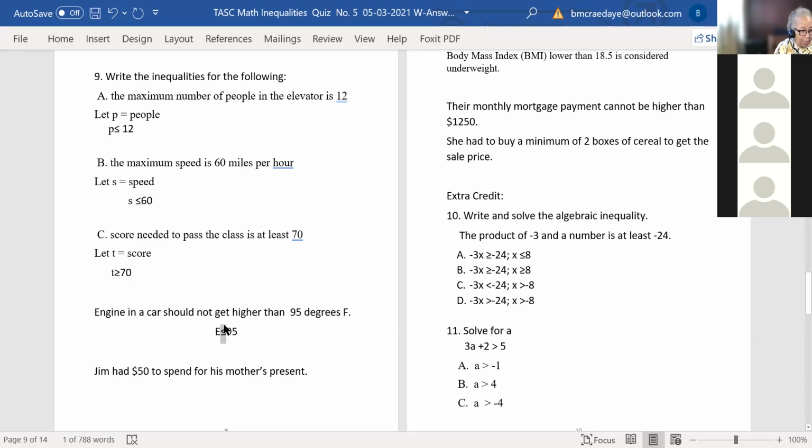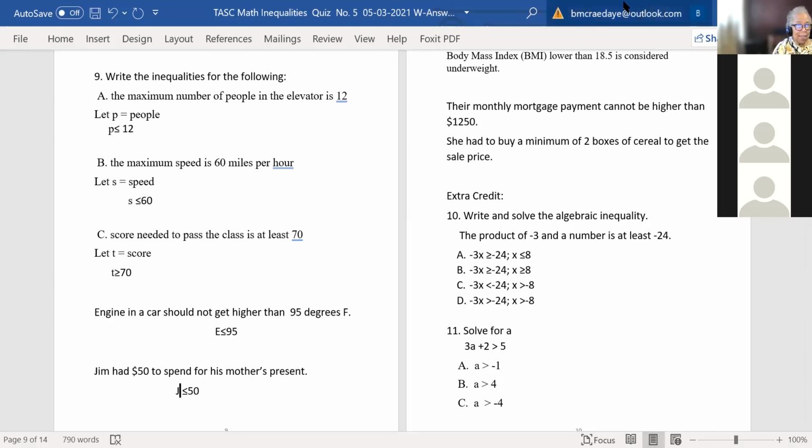That's equal, yeah. So we put less than or equal, and that's $50. And we'll just say J for Jim. So J can spend less than or equal to $50 for his mother's present. He can't spend more because he doesn't have more. He could spend $50, or he could spend $40, or he could spend $30. He can't spend more than the $50. Okay.